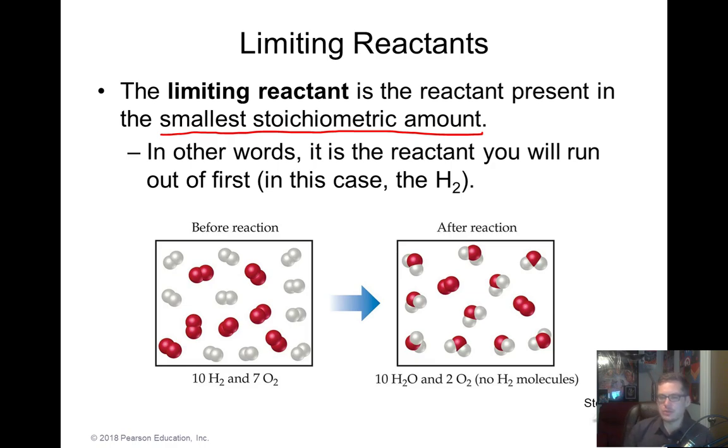So this is Chem 2, Unit 3, and we're going to be talking about limiting reactants. Okay, so limiting reactants and percent yield. The limiting reactant is the reactant present in the smallest stoichiometric amount. This is really just a fancy way of saying it's the reactant you will run out of first.